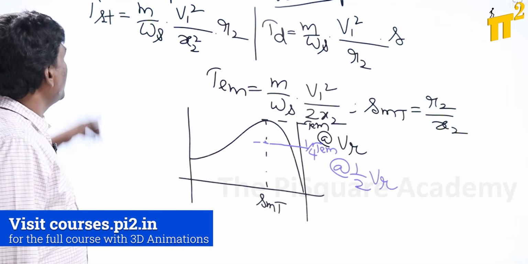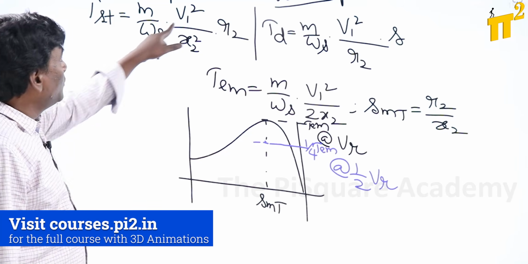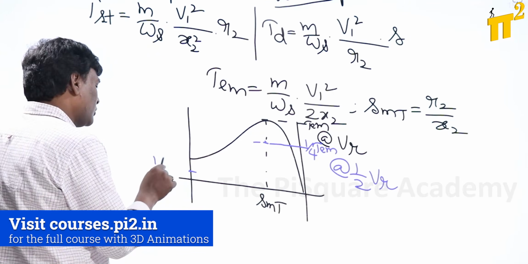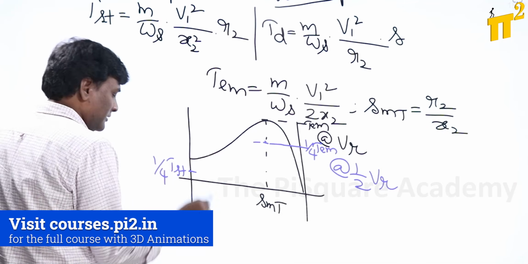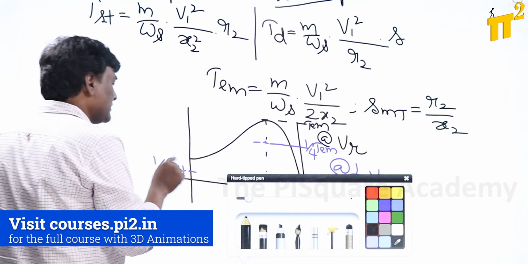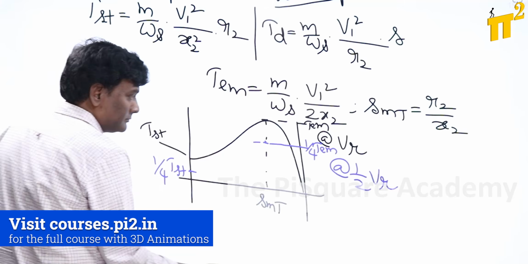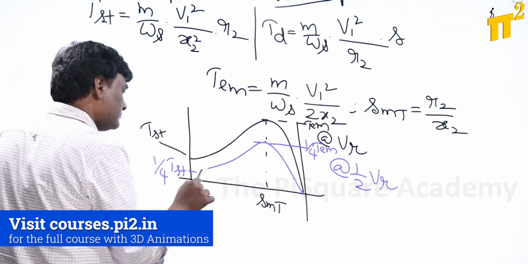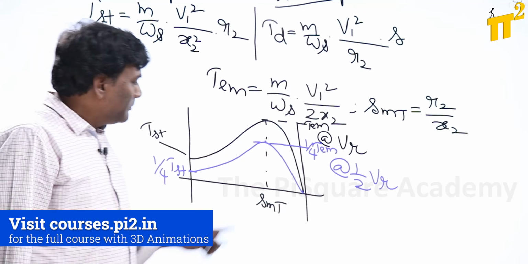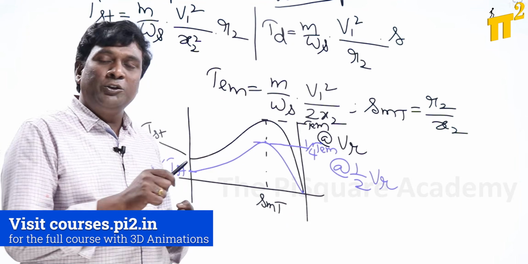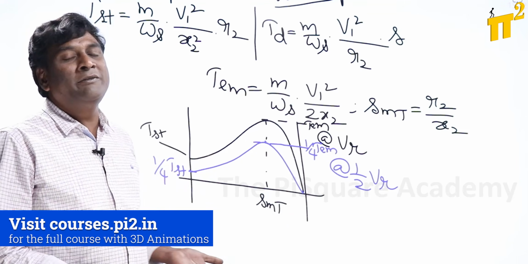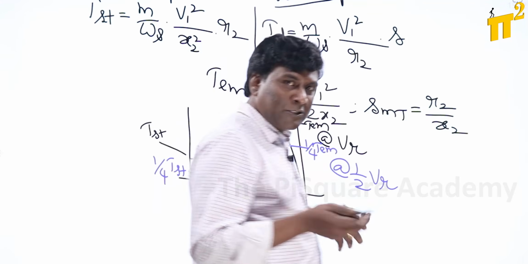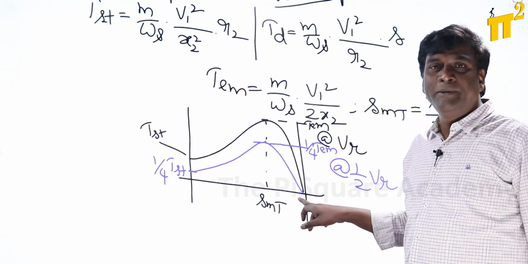Now the starting torque will be decided by the machine. Voltage is reduced to half, so starting torque will be reduced to 1/4 of T starting, provided this particular black one is T starting. So the characteristic is going to be like this. The moment you reduce or change the voltage, synchronous speed will not change, because 120 F by P is the synchronous speed. So synchronous speed did not change.